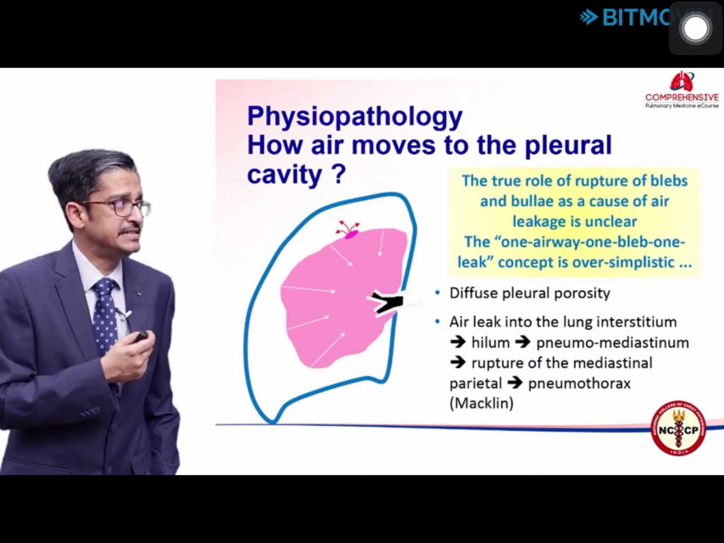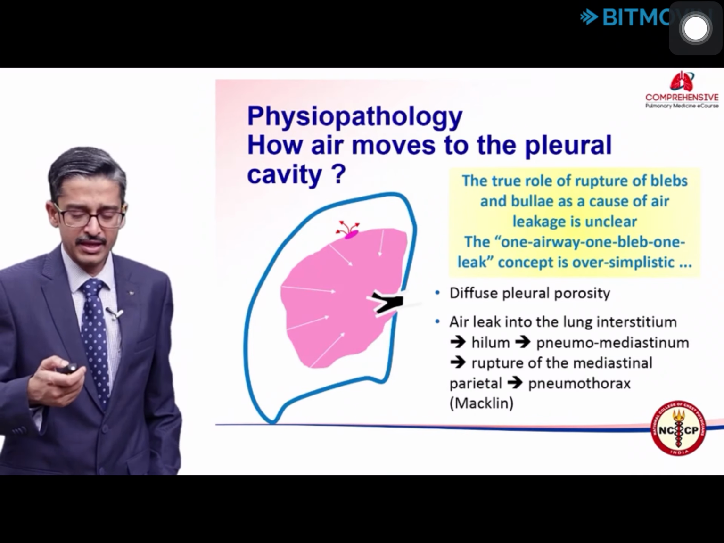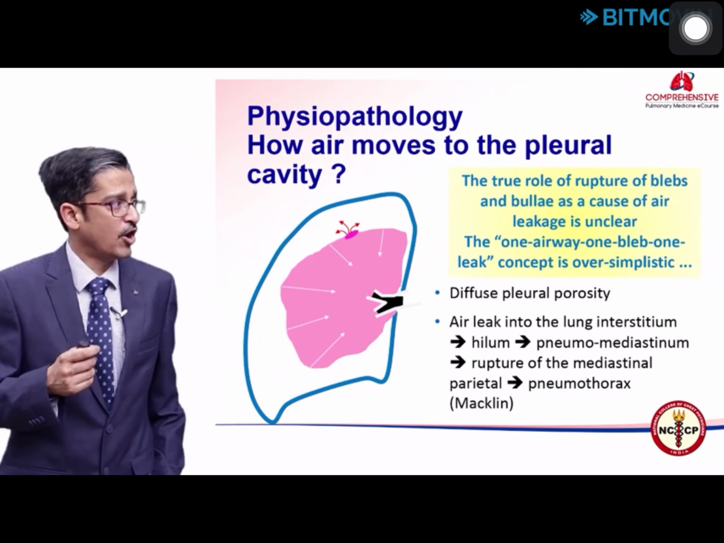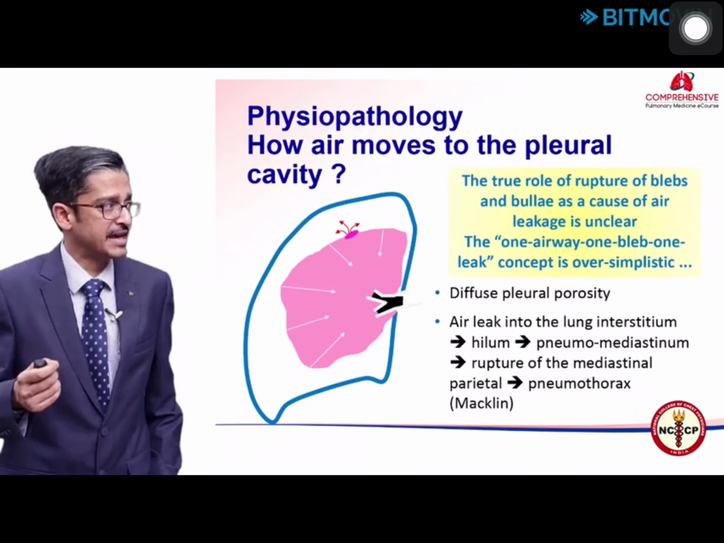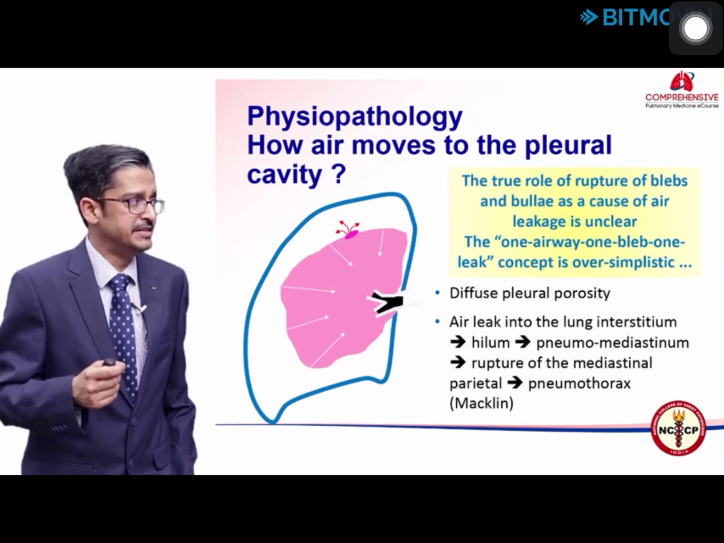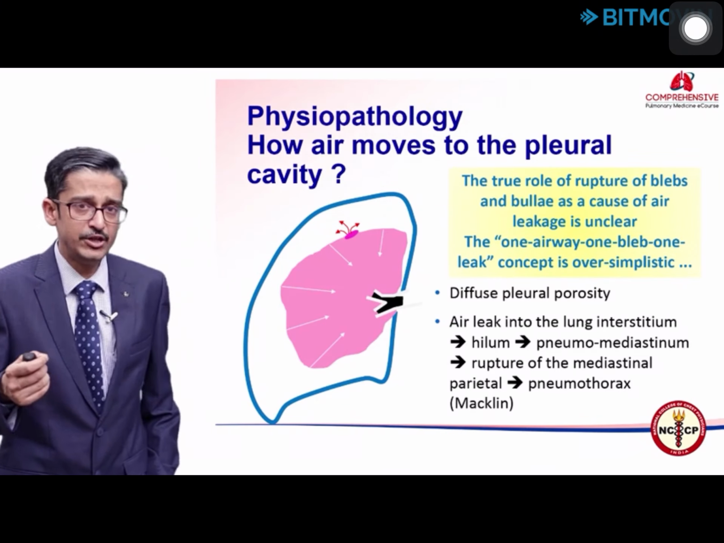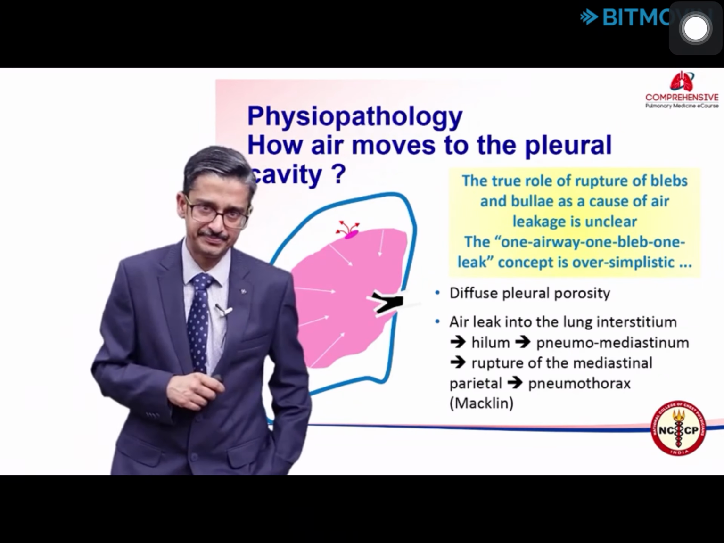So they talked in detail about pleural porosity, which we have talked about before, and they came up with this simple algorithm about air leak into the lung and the interstitium, then into the hilum, then pneumomediastinum, then a rupture of the mediastinal parietal pleura causing a pneumothorax. They too felt that a one airway, one bleb, one leak concept is oversimplistic.